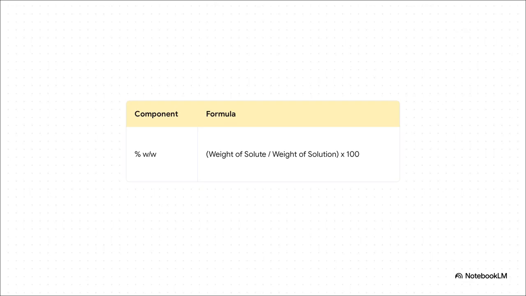And the formula is pretty simple, actually. To get the percent W/W, you just take the weight of your solute, divide it by the total weight of the solution, and then multiply by 100 to turn that decimal into a nice, clean percentage.